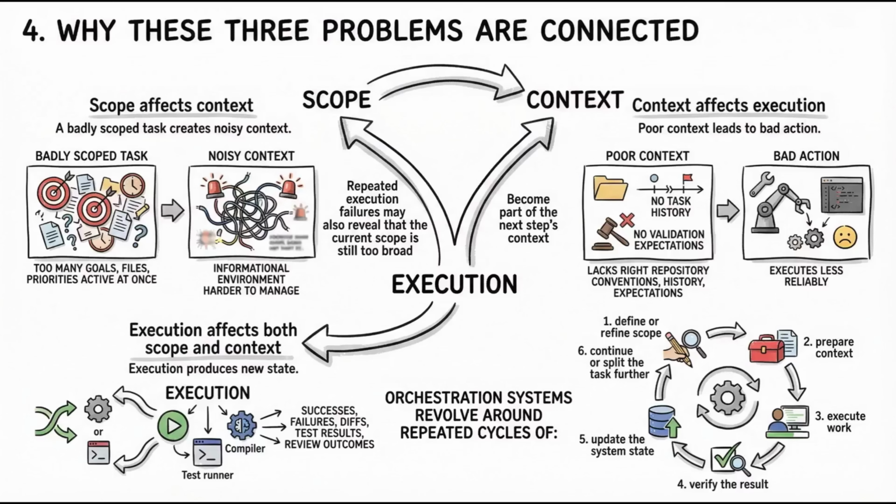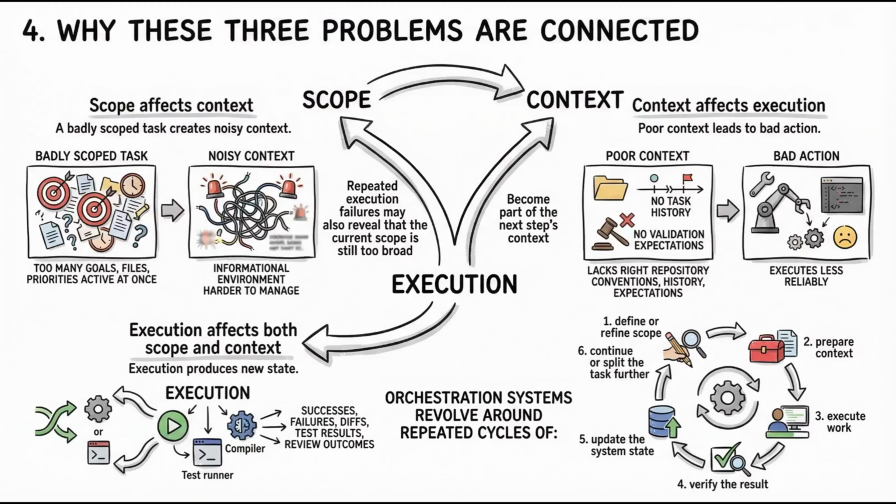Scope, context, and execution are not isolated challenges. They are deeply entangled, constantly feeding into and influencing one another. Let's start with how scope affects context. A badly scoped task essentially creates a noisy environment. If you have too many goals, too many files, or competing priorities active all at once, the informational context becomes chaotic and much harder for an AI agent to manage.